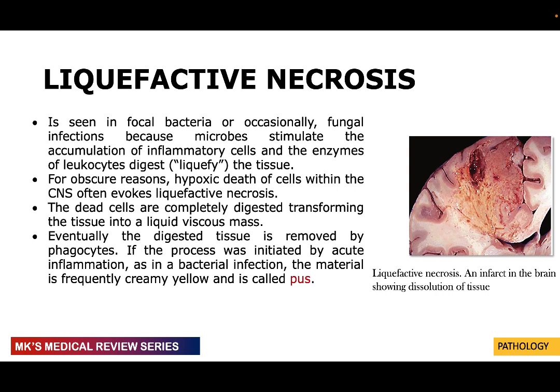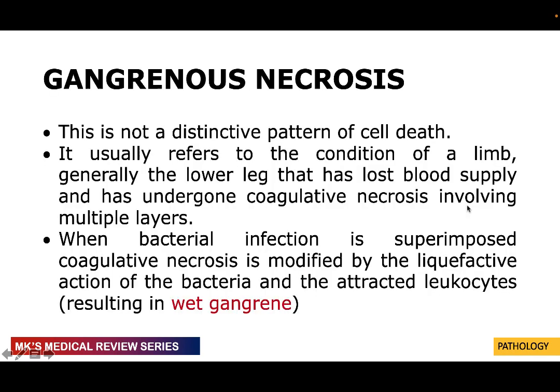So remember that the dead cells are completely digested and they transform the tissue into a liquid viscous mass, and eventually this digested tissue is going to be removed by the phagocytes, and then this process will initiate an acute inflammatory response. And if there's a superadded bacterial infection, you may have this creamy yellowish substance which we refer to as pus. Here's a picture of liquefactive necrosis happening in the brain.